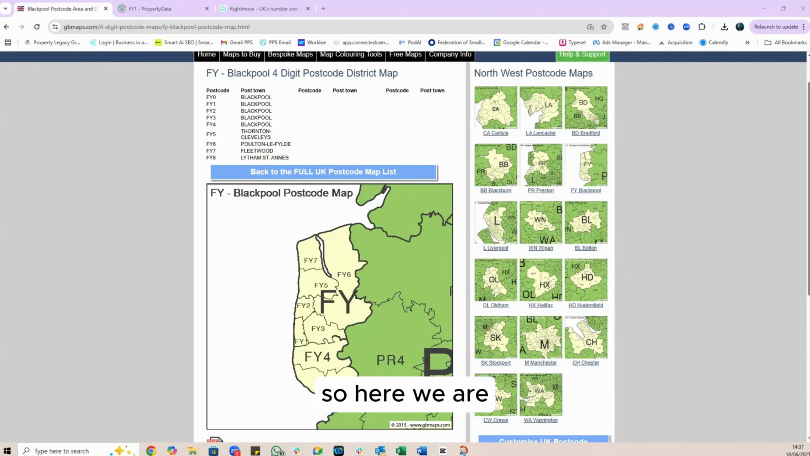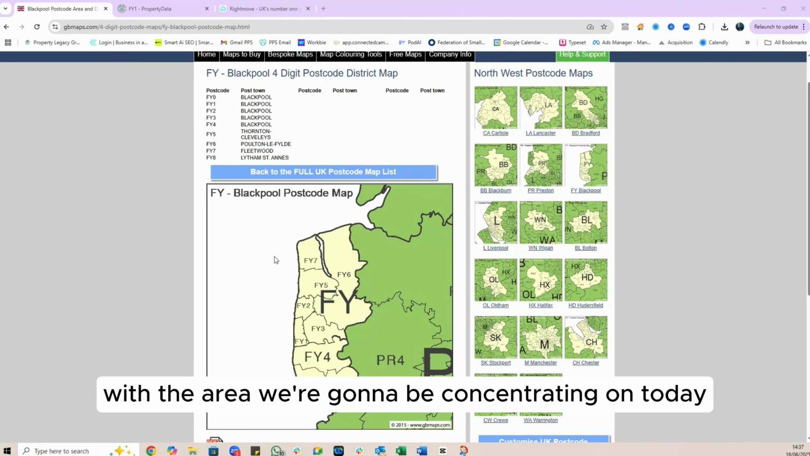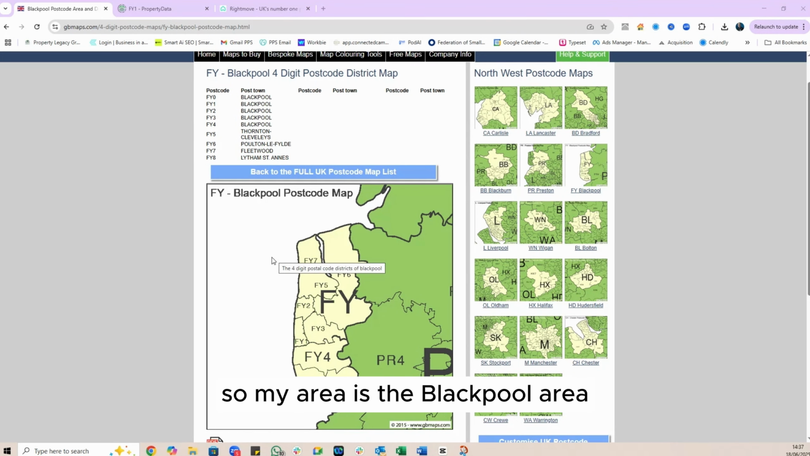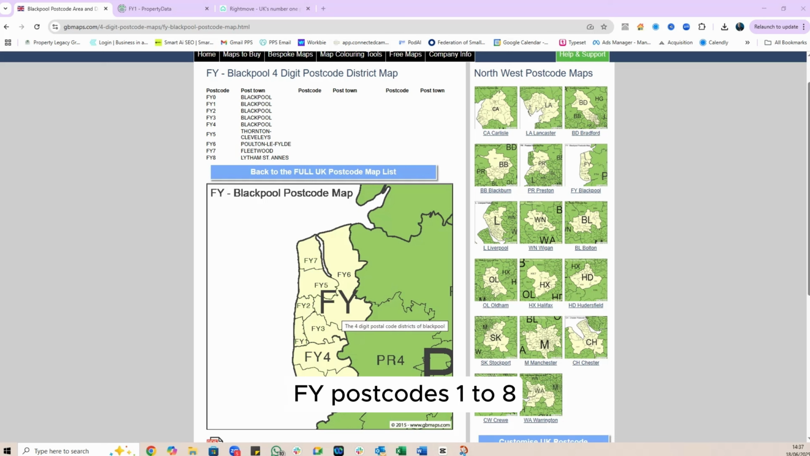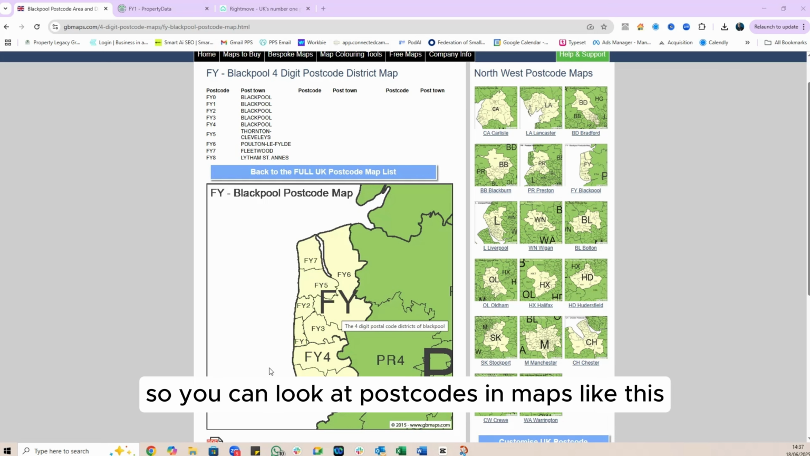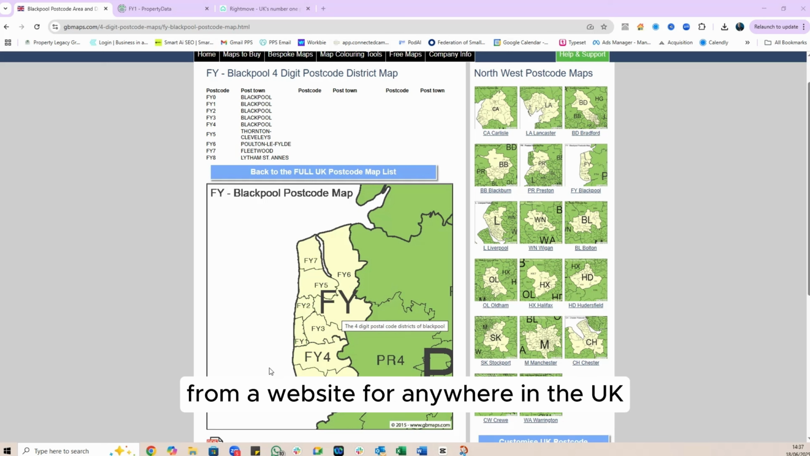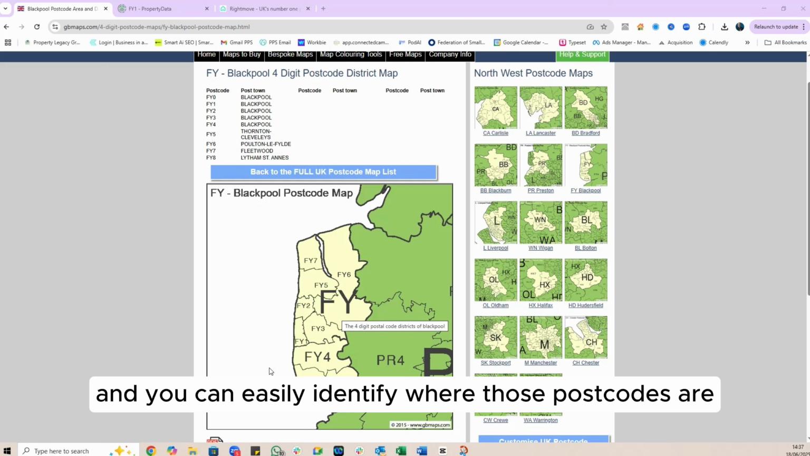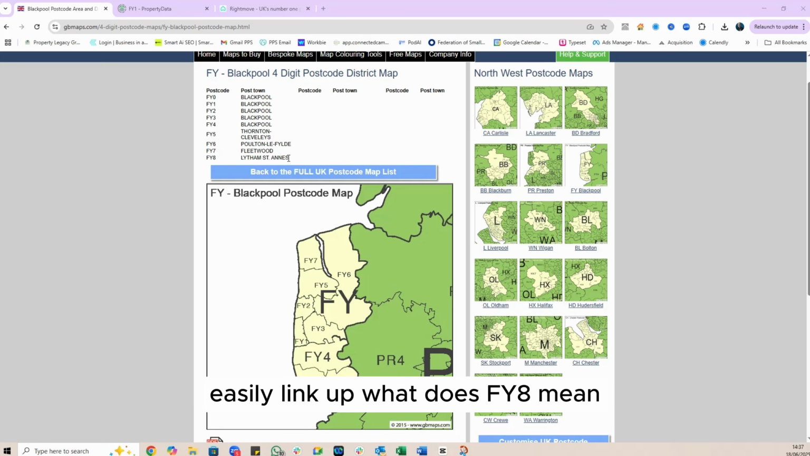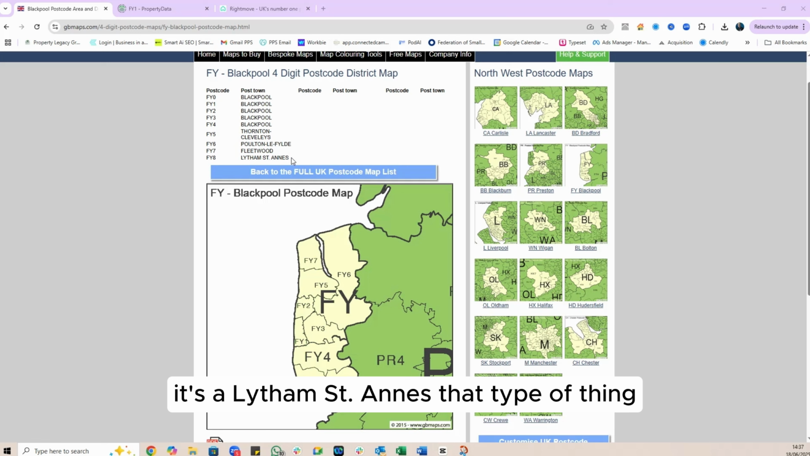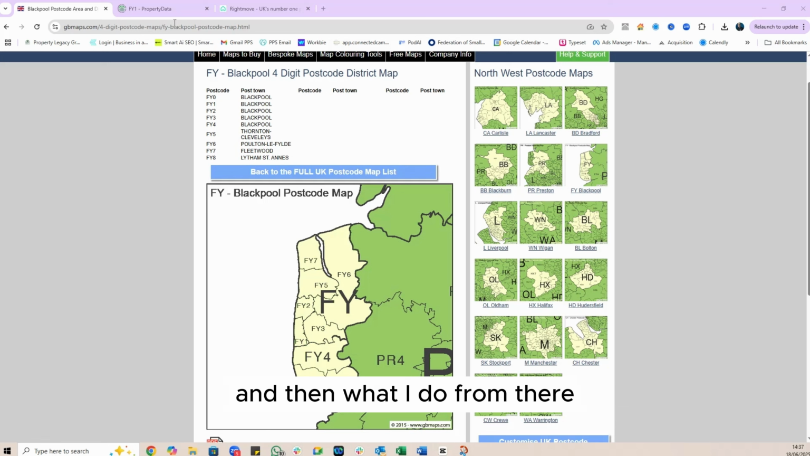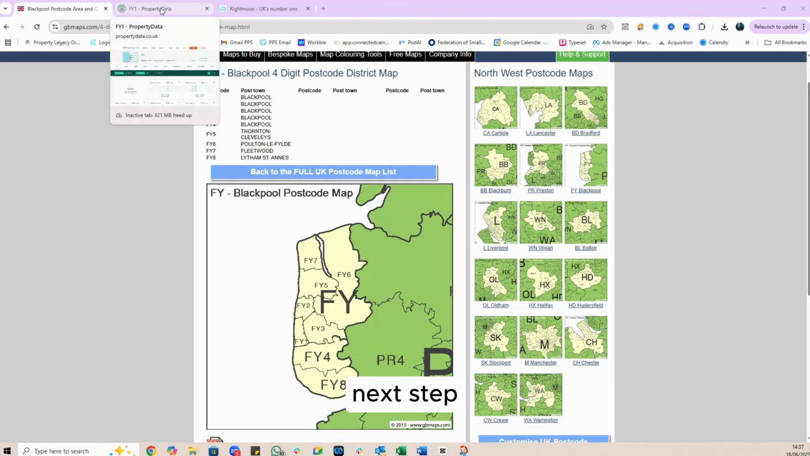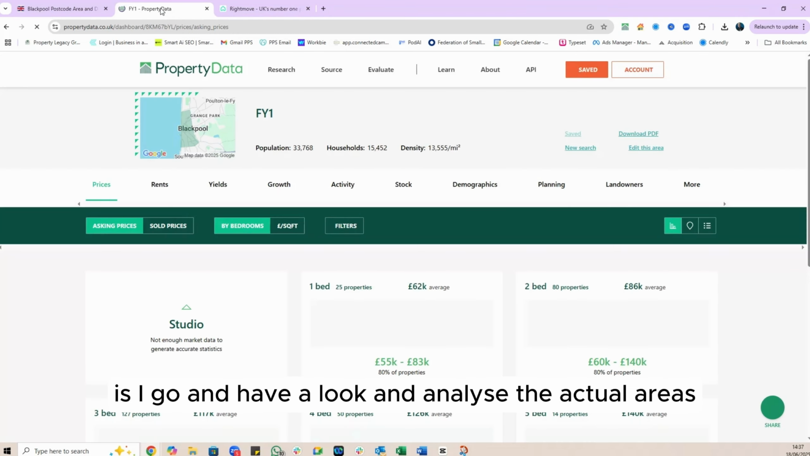So here we are with the area we're going to be concentrating on today. My area is the Blackpool area, FY postcodes 1 to 8. You can look at postcodes in maps like this from a website for anywhere in the UK, and easily identify where those postcodes are and link up what FY8 means, it's Lytham St Anne's, that type of thing.